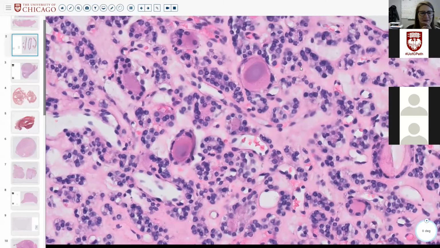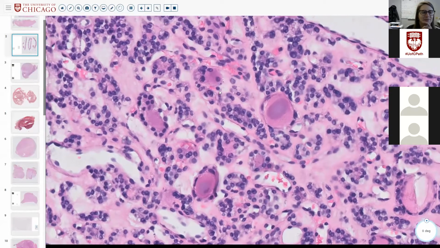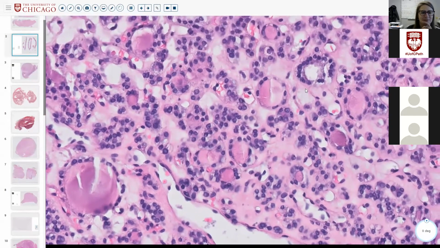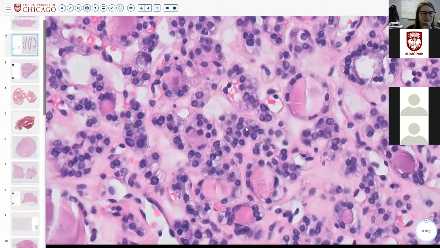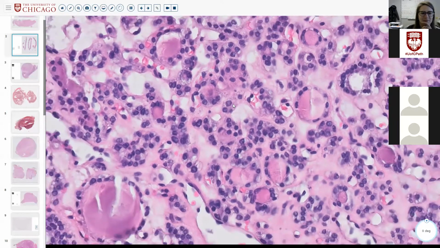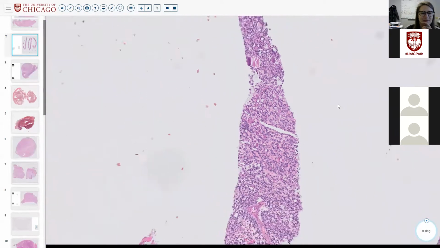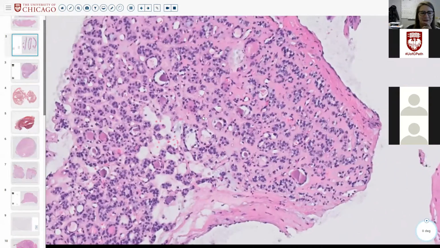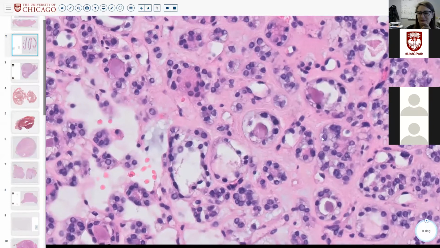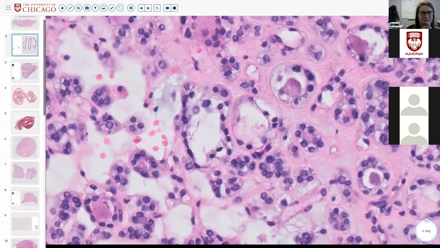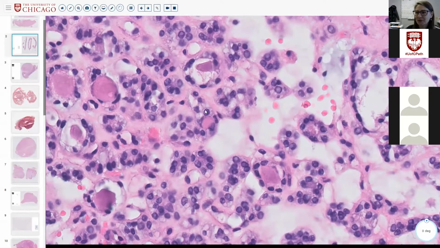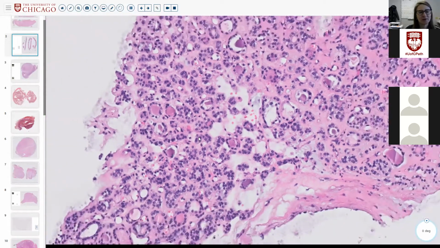Like nuclear molding. It doesn't look like one is curved onto another because of that. It looks more like artifact, where these nice round nuclei are just overlapping each other. I don't see any nuclear grooves. Honestly, I'm a little concerned. But at the same time, it looks so badly preserved. It's so badly preserved. Yeah, it's terrible.